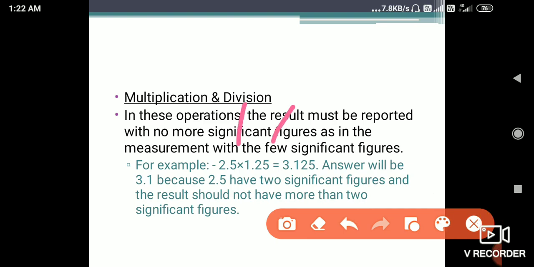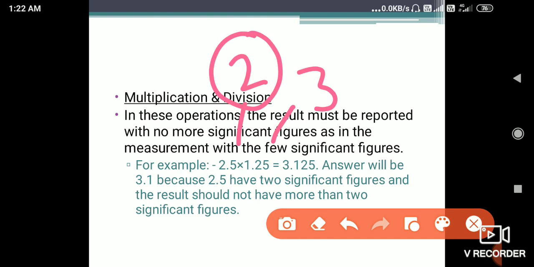Yesterday we studied the significant figures rules. So in 2.5, all are non-zero digits, so the number of significant figures in the first one is 2. If you go with the next one, 1.25, again all are non-zero digits, so the number of significant figures is 3. Which one has the least significant figures? That is the first one, 2.5.